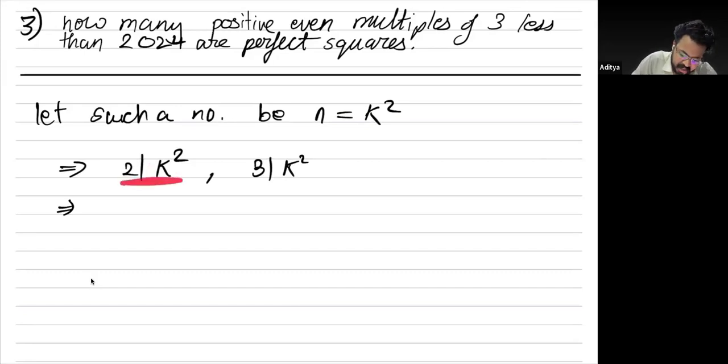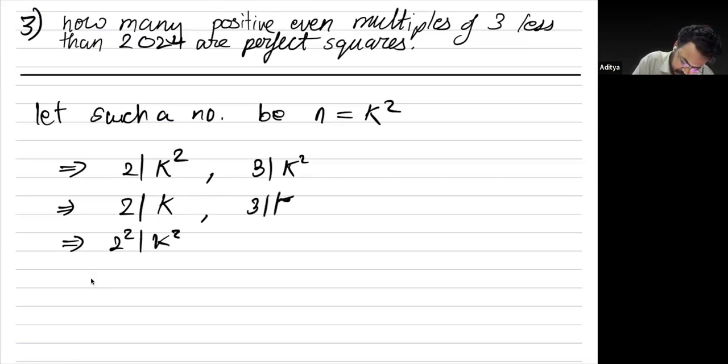And then each of these implies some very important stuff. Whenever a prime number divides a perfect square, it does not divide it once, it will divide it twice. How do you get that idea? Because if 2 divides k square, 2 must divide one of the products, k into k. So you can say that 2 divides one of those k's. It can't necessarily be dividing both of them partially, because 2 is a prime number, which gives us that 2 square divides k square, because each of those k's is an even number. And we have 3 divides k, which means that 3 square divides k square.